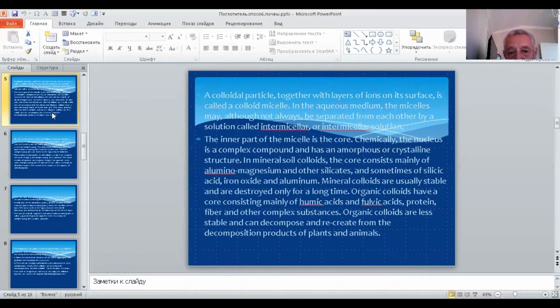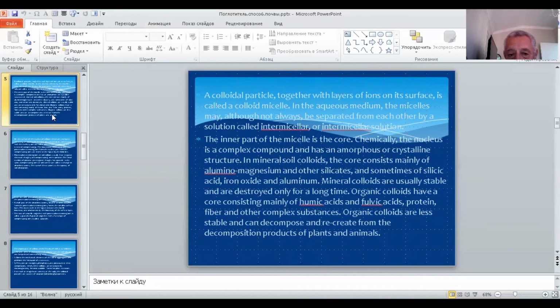Chemically, the nucleus is a complex compound and has an amorphous or crystalline structure. In mineral soil colloids, the core consists mainly of aluminum, magnesium, and other silicates, and sometimes of silicic acid, iron oxide, and aluminum. Mineral colloids are usually stable and are destroyed only over a long time.